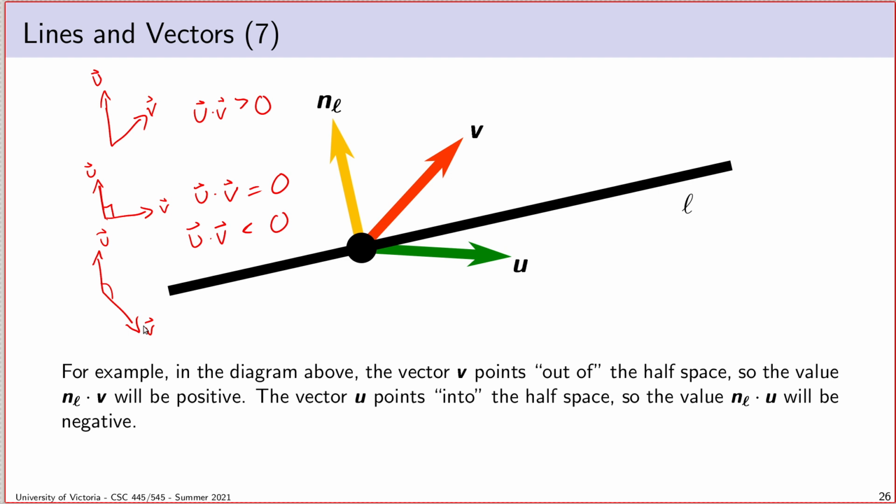I can use the same thing for the issue of vectors, normal vectors and half spaces. Because I know that my normal vector points outside of the half space, if n dot v is positive, that means v points out. If n dot u is negative, as would be the case here, then u points into the half space.